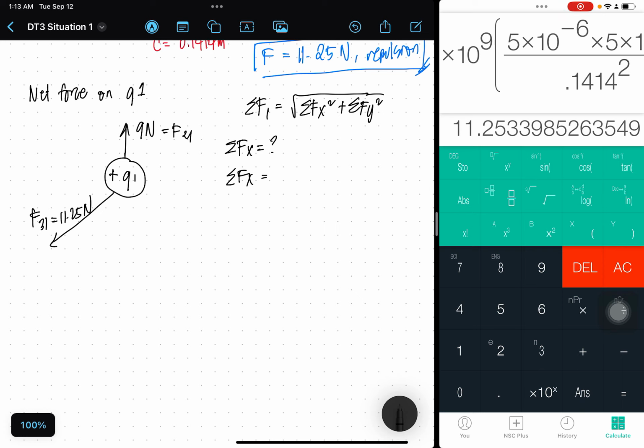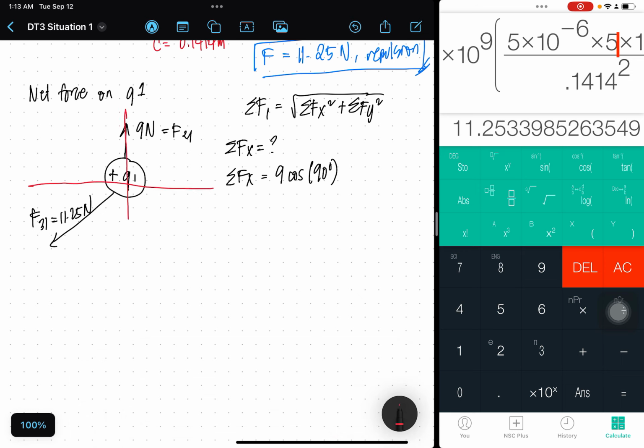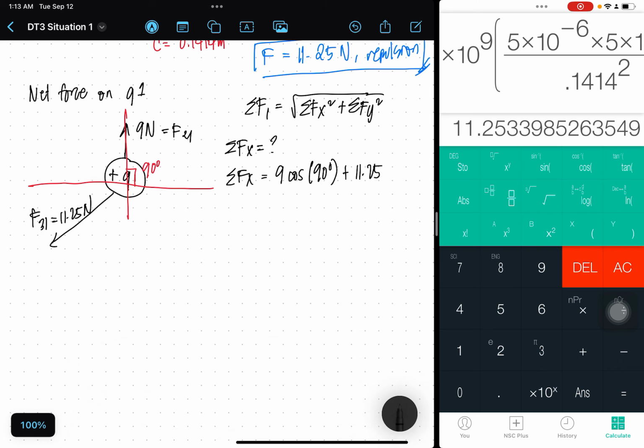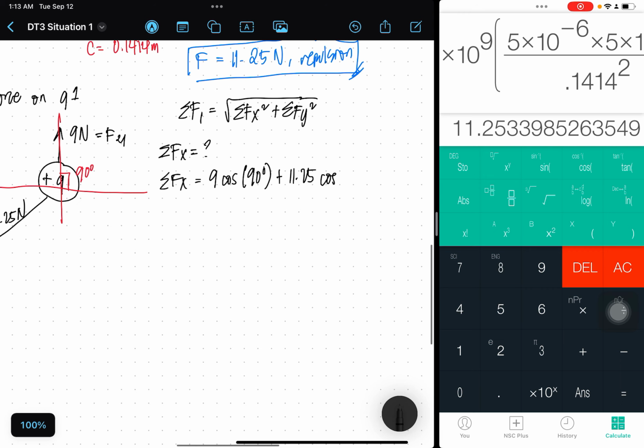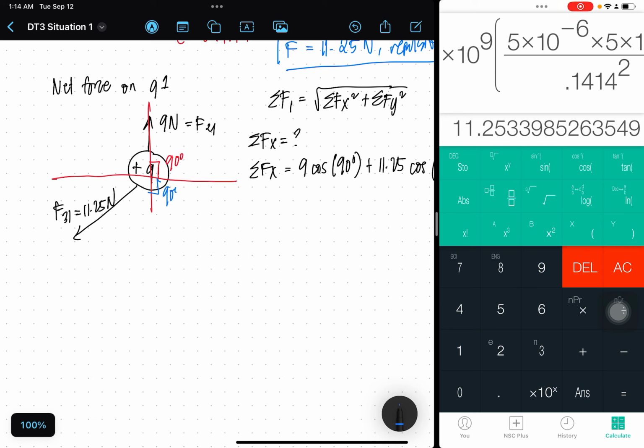So, F21 is 9 cosine 90 degrees. Bakit naging 90 degrees? If we can draw a Cartesian plane here, ang angle po nito ay 90 degrees. Okay? Plus, mag-add tayo ng 11.25 cosine. Anong angle naman po ni 11.25? As you can see, nandito siya sa third quadrant. So, automatic may 90 degrees ka na. Ito na lang yung hinahanap natin na degrees.